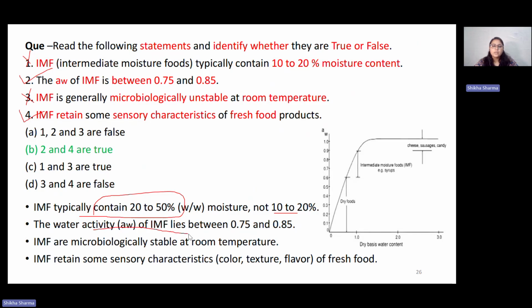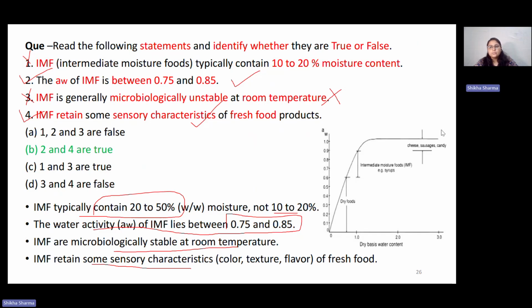And the water activity is between 0.75 and 0.85, so the second statement is true. And they are microbiologically stable at room temperature, so statement 3 is false. And they retain some sensory characteristics like the color, texture, or flavor of fresh foods, which is true.